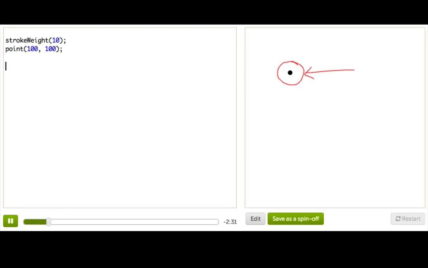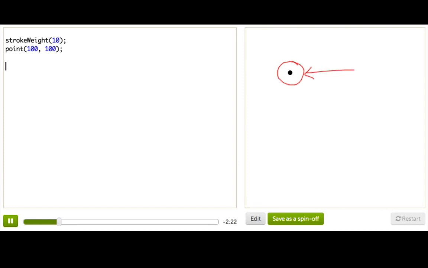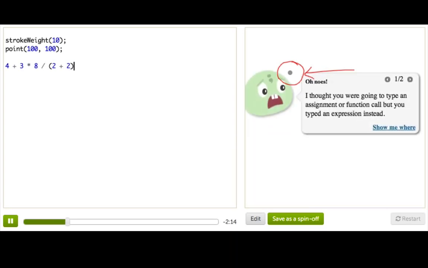A math expression is any string of numbers and symbols that evaluates to some other number. For example, 1 plus 1 is a math expression that evaluates to 2. A more complicated expression might be 4 plus 3 times 8 divided by 2 plus 2, which evaluates to, never mind what it evaluates to.